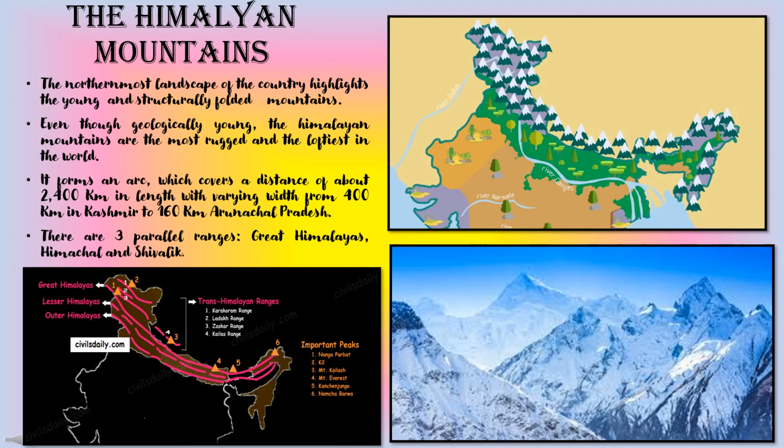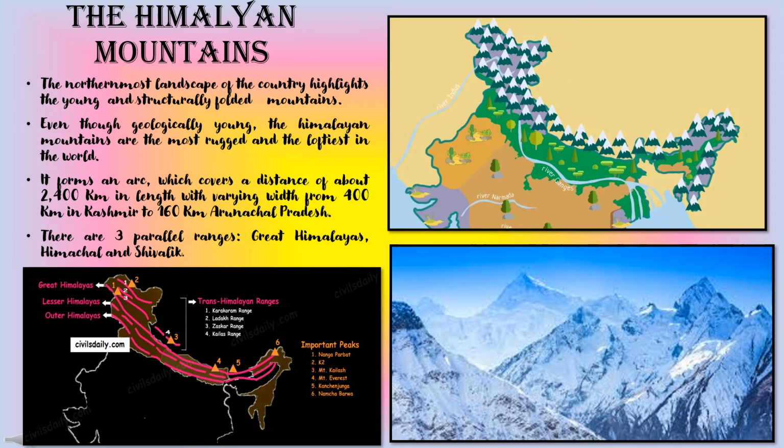It forms an arc which covers a distance of about 2,400 km in length with varying width from 400 km in Kashmir to 160 km in Arunachal Pradesh. The Himalayan mountains are further divided into three main parallel ranges.